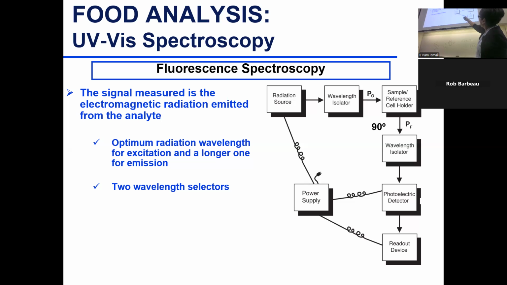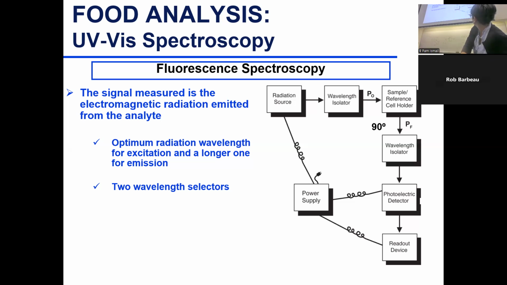So we have the source of light. It goes into the monochromator, the wavelength isolator, same as monochromator. You get your incident beam, which is a monochromatic light that hits the sample. And then there is the transmitted light, which we don't want.